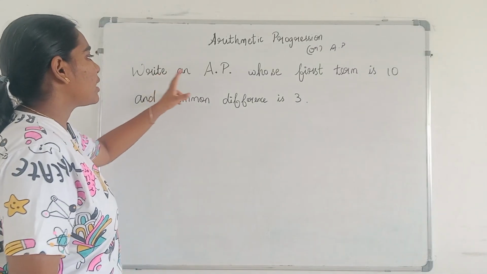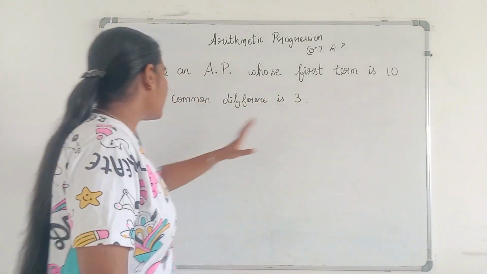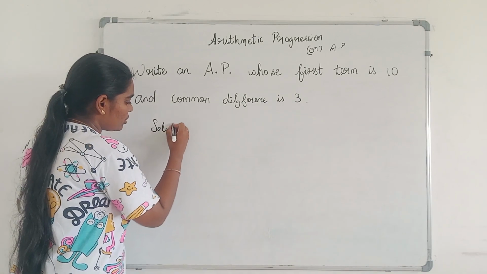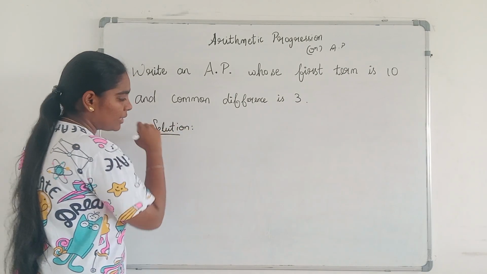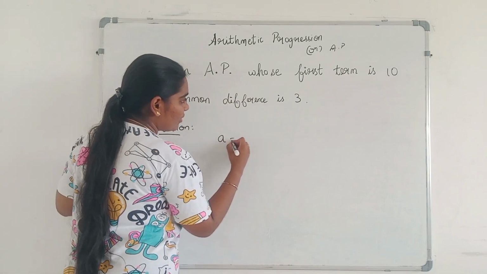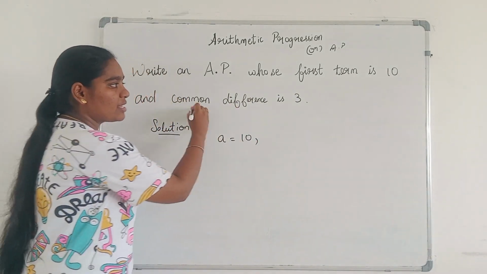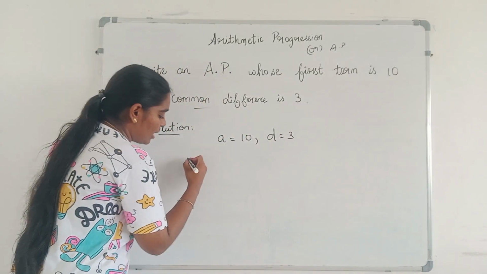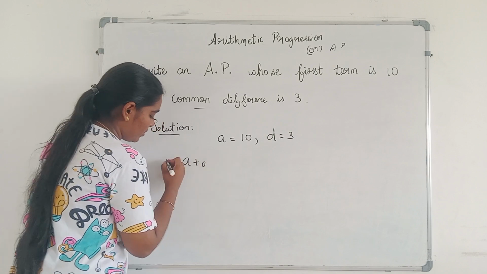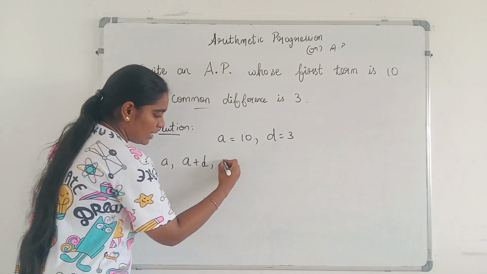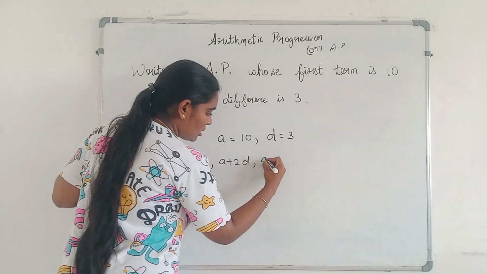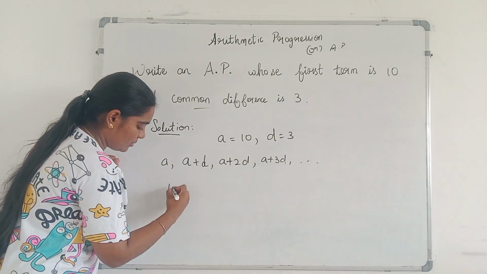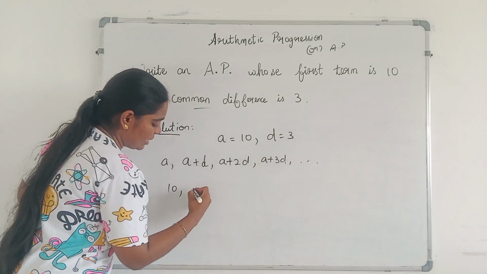In this question, write an AP whose first term is 10 and common difference is 3. Solution: here given the first term, a equals 10, and the common difference d equals 3. We know that an arithmetic progression will be of the form a, a plus d, a plus 2d, a plus 3d, and so on. So here a is 10. a plus d means 10 plus 3.